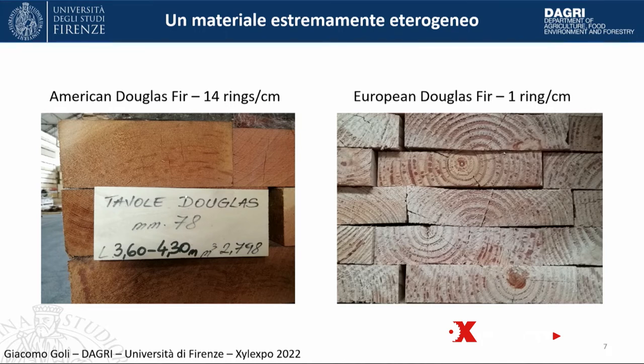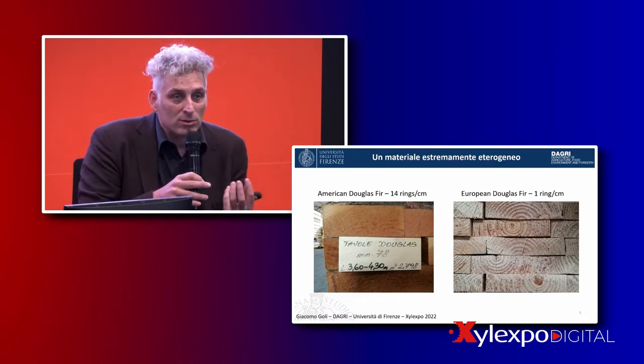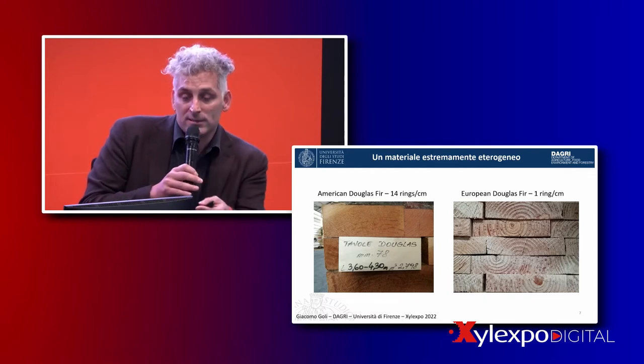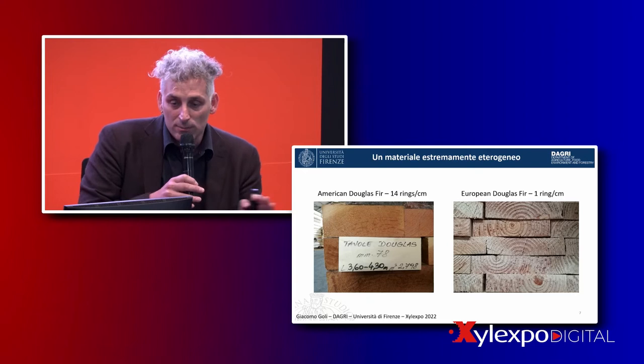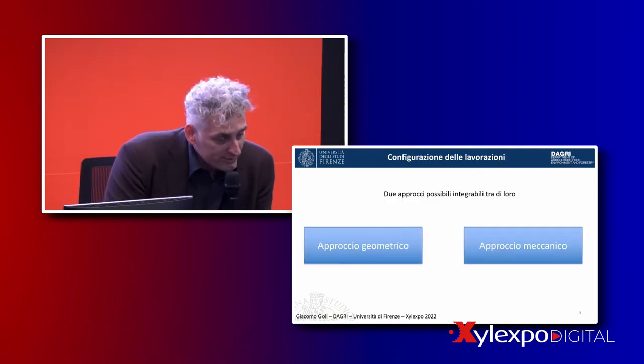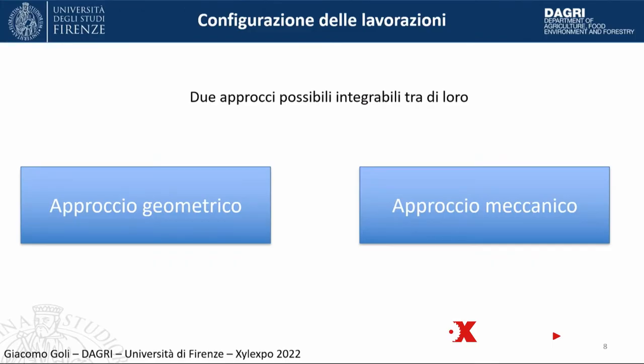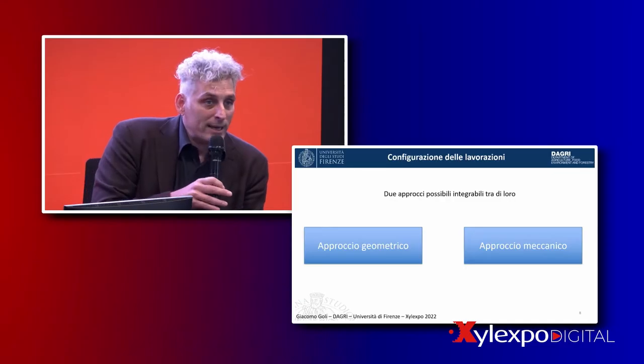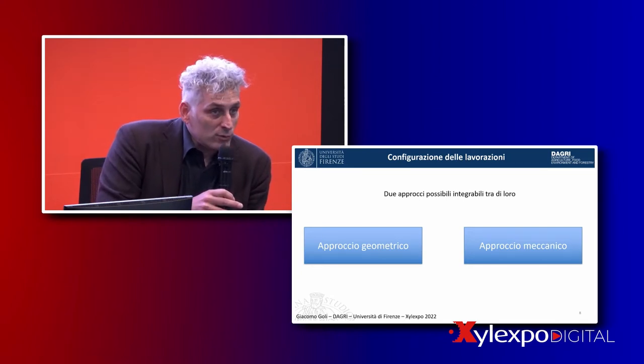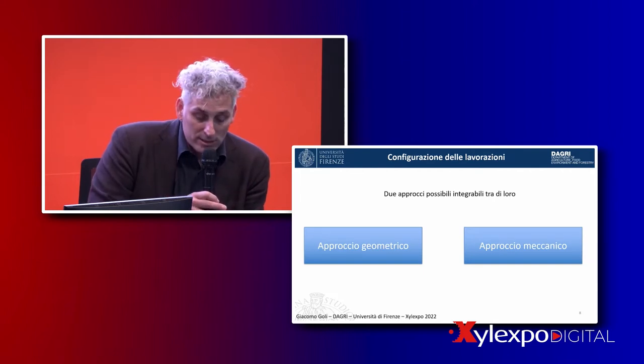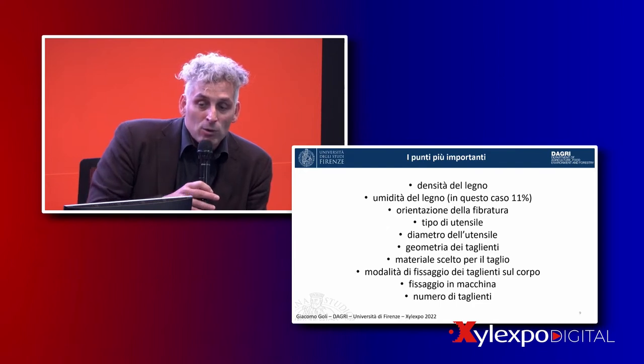We also have to consider that a single species can have highly different characteristics. On the left, we have American Douglas fir, 14 rings per centimeter. The European Douglas fir has 1 ring per centimeter. So the density and growth characteristics are so different that they are almost different species, but they are the same species. So you have to consider all this when thinking about woodworking and thinking about configurations. We can have two approaches: a purely geometric approach based on the kinematics of woodworking, and a more mechanical approach that we have been working on a lot in recent years, and we have developed studies talking about cutting speeds and forces.